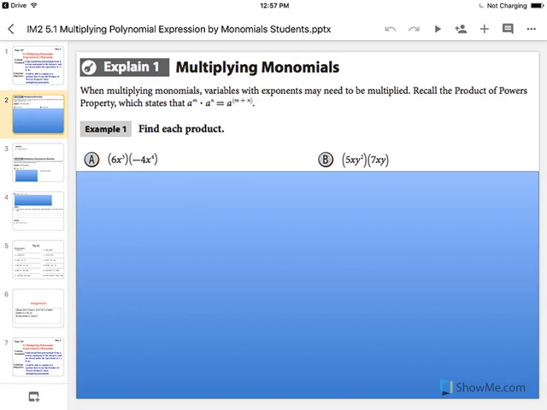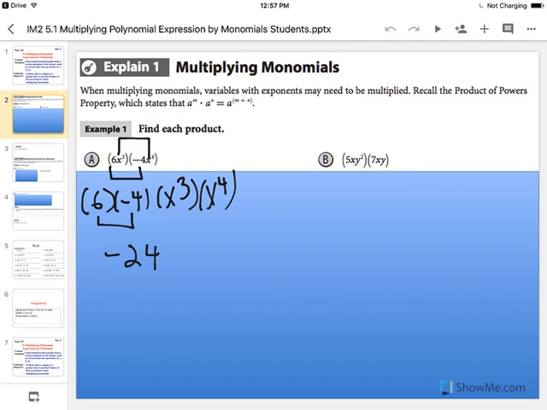So first we look at the coefficients. We have a 6 times a negative 4, and then with the variables, we have x to the third power times x to the fourth power. These give us negative 24, and x to the third times x to the fourth is x to the power of 3 plus 4, so the answer would be negative 24x to the 7th power. Right, so part B, we're doing the same thing.